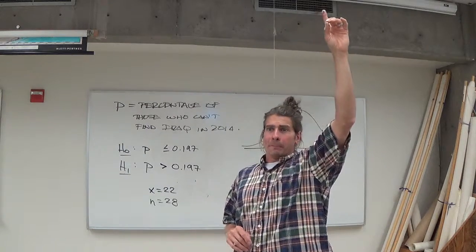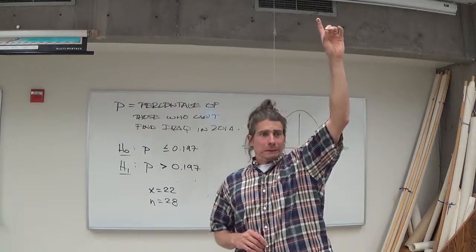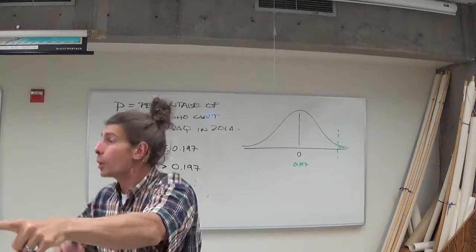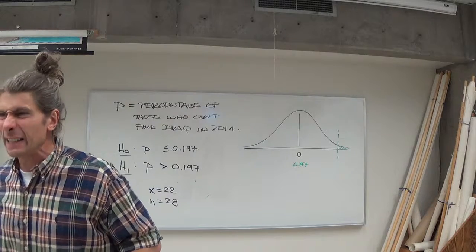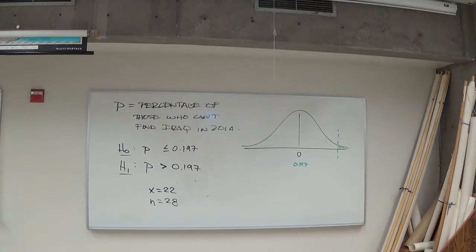What would a type 1 error be? False positive. Saying the percentage is higher when it actually isn't. So we make the claim that people can't find Iraq now even more than they could 7 years ago, but actually they totally can. Yes, false positive. We said the rate is higher, but it's not. That's a false positive. So we get a small p-value, we'll make that error. What about a false negative?